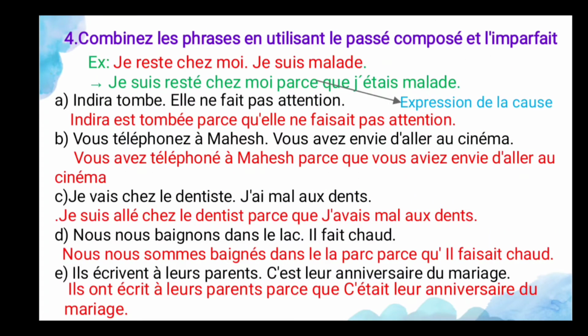And fourth, let us move to the fourth exercise. Combinez les phrases en utilisant le passé composé et l'imparfait. So combine the sentences by using the compound past and the imperfect. See the example. Je reste chez moi. So one sentence. And second is je suis malade. Two sentences. In these two sentences you have to combine, and you have to use the imperfect tense as well as the past tense also.